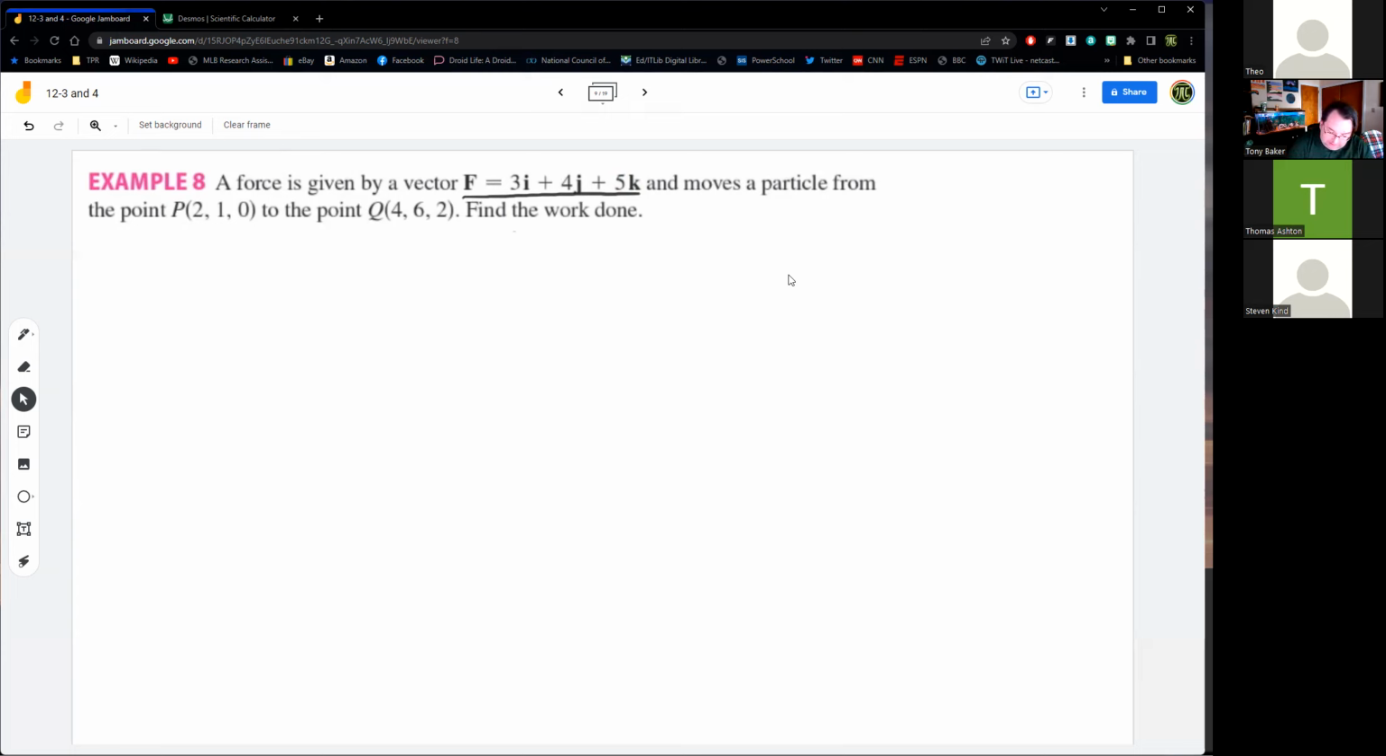D is the vector from P to Q, which, remember, we can find by subtracting the beginning from the endpoint and moving it down to my unit vector. So I've got 4 minus 2, 6 minus 1, and 2 minus 2.